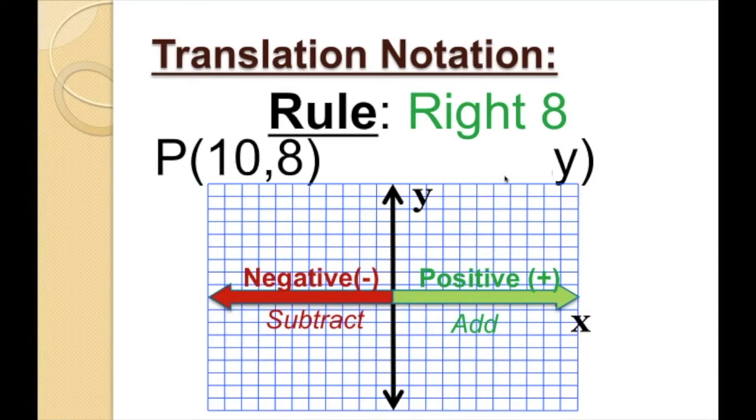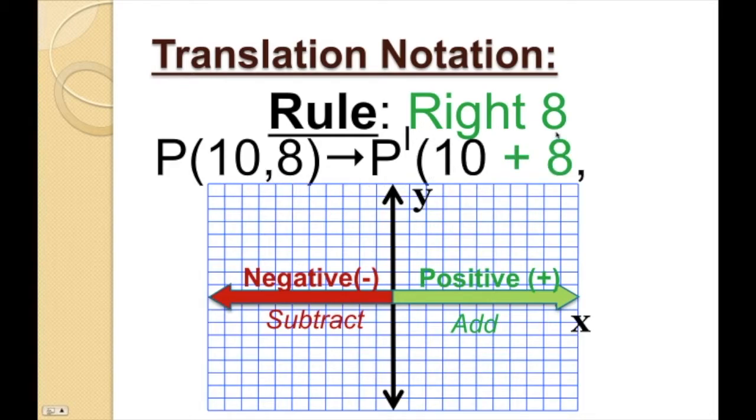So let's take a look at an example. Again, we'll start with the point P at 10, 8. What's our P prime going to be? Well, P prime is going to be 8 more to the right, so we have to add 8 to our 10 because we're moving 8 to the right, and y stays the same. So we'll just rewrite that. So our new coordinates are 10 plus 8, 8. Well, what's 10 plus 8? That's going to be 18. Therefore, our P prime is at 18, 8.